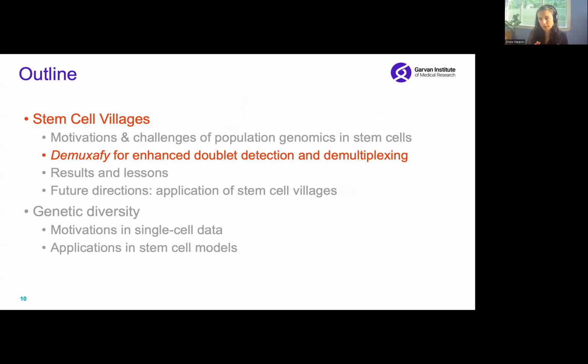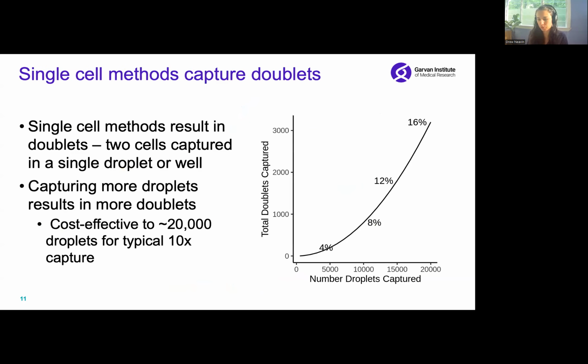So now I'm going to take a bit of a sidestep and talk about demuxify, which is a method that we've developed to really help with this method of demultiplexing and removing doublets from the analysis to remove that confounding. And so one of the things that happens when you capture a lot of cells in a reaction for a single cell experiment is that you get quite a few doublets.